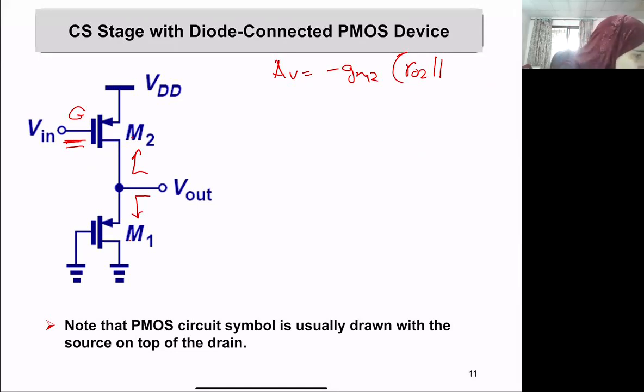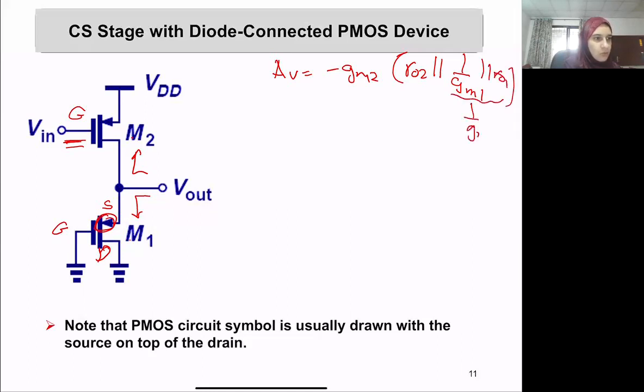Now, for M1, am I looking from the source side, the drain side, or the gate side? The arrow is typically your source side. Since we are looking from the source side, we will see a small impedance that is given by 1 over GM1 here. You can again write it in parallel with the R out 1, or you just write 1 over GM1, both are fine. Any question on this?